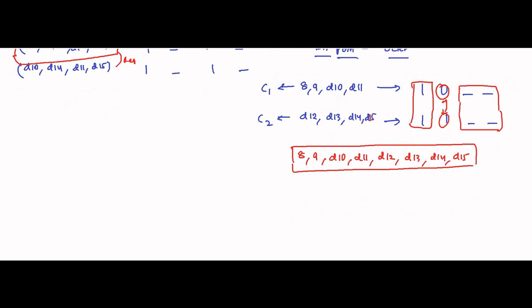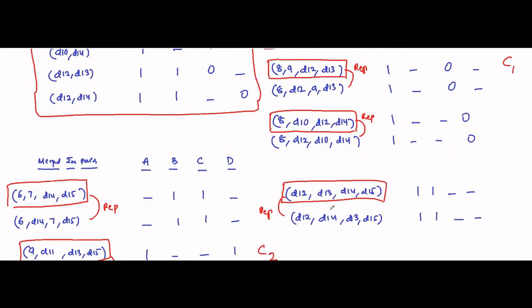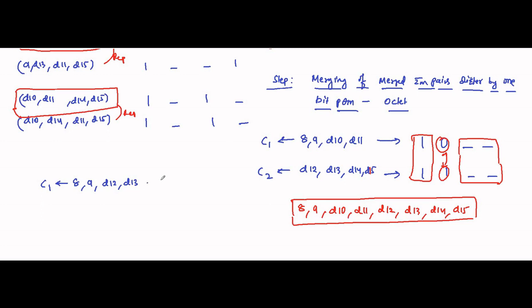8 9 D12 D13, okay, I'm writing it here, 8 9 D12 D13, which is from C1 here, this one, 8 9 D12 D13 with 1 dash 0 dash, and compare it with D10 D11 D14 D15, this one, D10 D11 D14 D15 with binary representation 1 dash 1 dash, this is from C2.